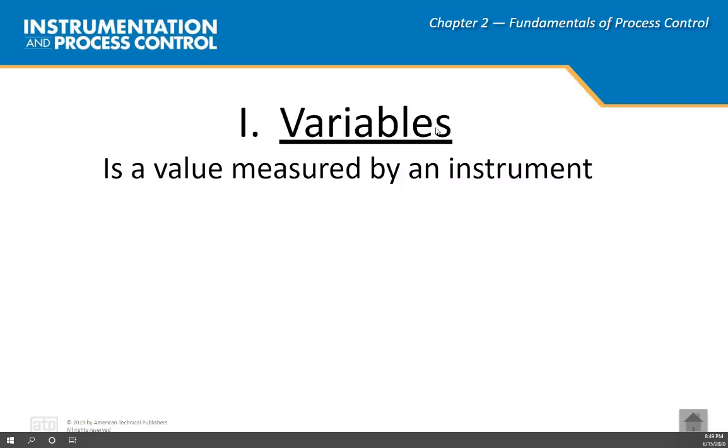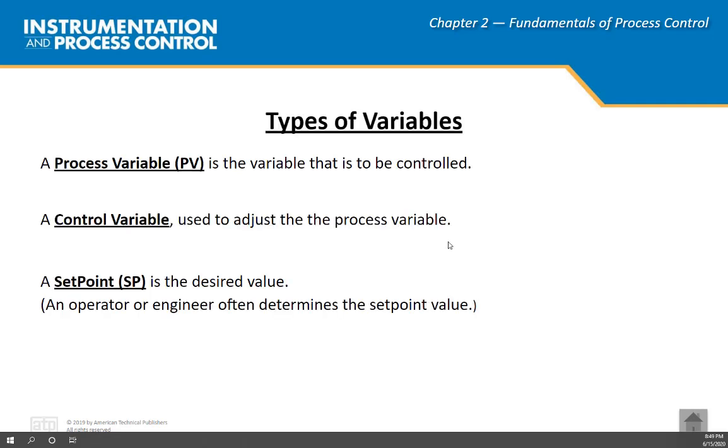Alright, what is a variable? A variable is a value measured by an instrument. Now there is more than one type of variable. There's a process variable. This is the variable that we are trying to control. If we look at the air conditioning system in our homes, what we're trying to control is the cold air blowing out of the vents.